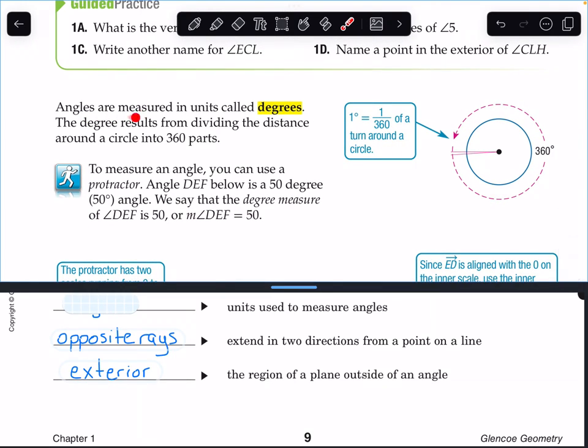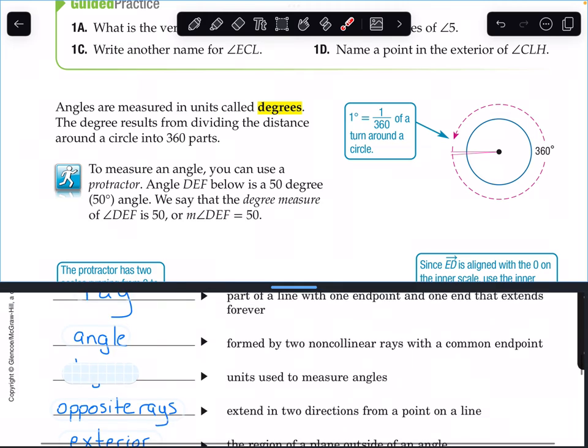Okay, angles are measured in units called degrees. The degree results from dividing the distance around a circle into 360 parts. So 1 degree is 1/360th of a turn around a circle.